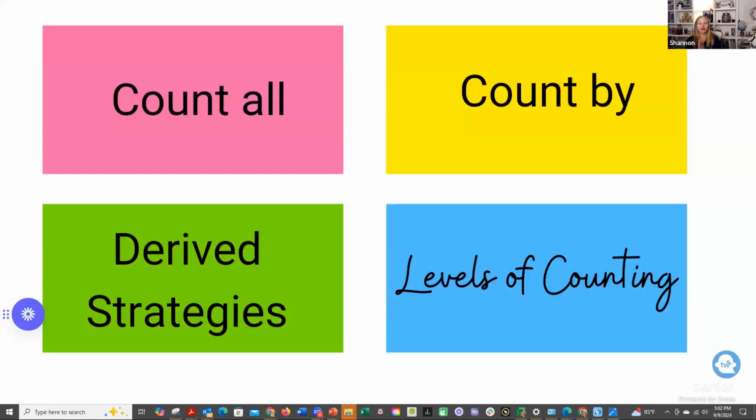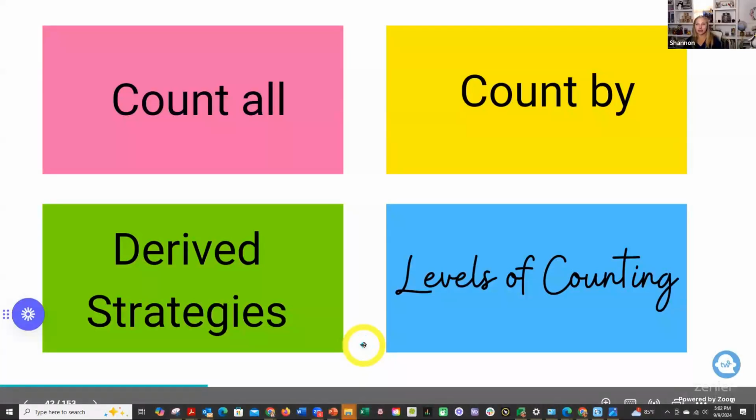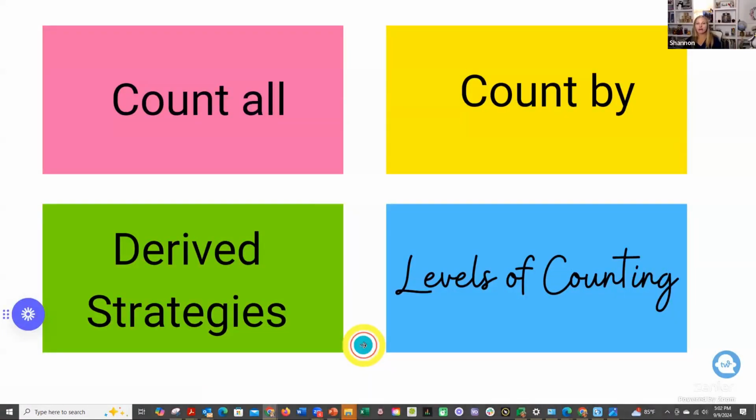So let's get started with kinder and our very first counting levels. I'm going to share my screen here and let's get going. So here's what we have. Count all, count by, and derived strategies. Those are the three levels we're going to take kids through starting in kindergarten and then repeating as we get going.